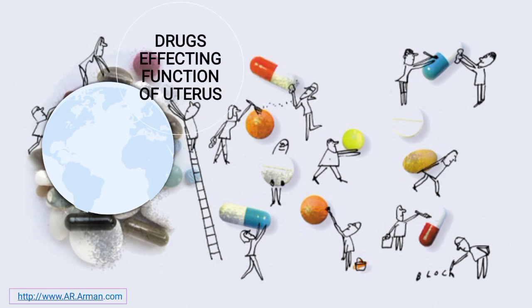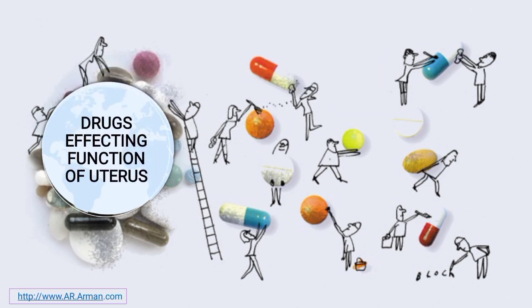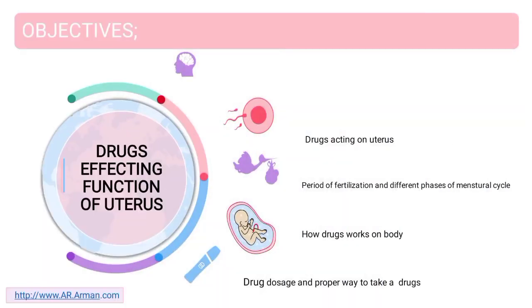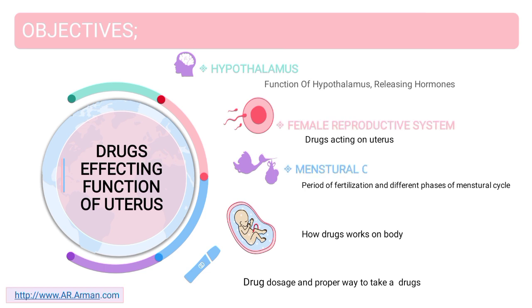Our topic is about the drugs affecting the function of the uterus. In this lecture, we are going to discuss the hypothalamus, its function and its releasing hormones, the female reproductive system, the menstruation cycle, the mechanisms, and in the last, we will talk about some prescriptions of these drugs.